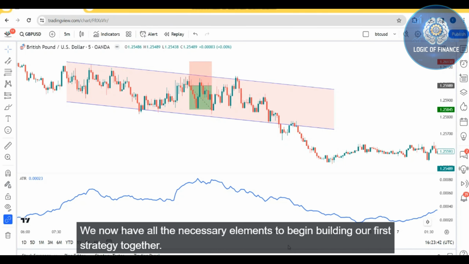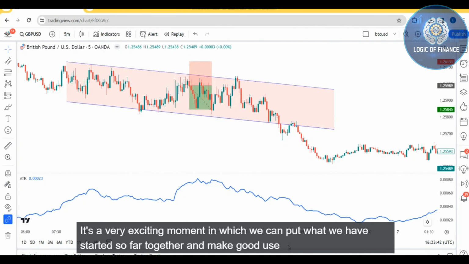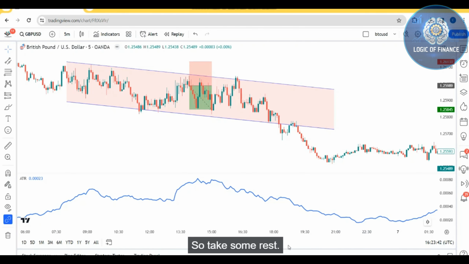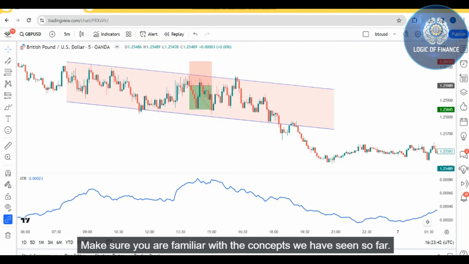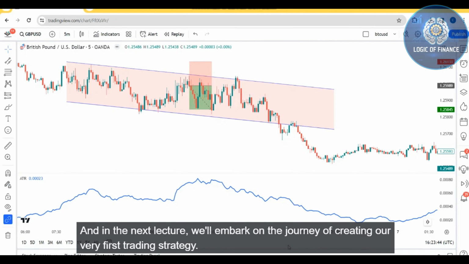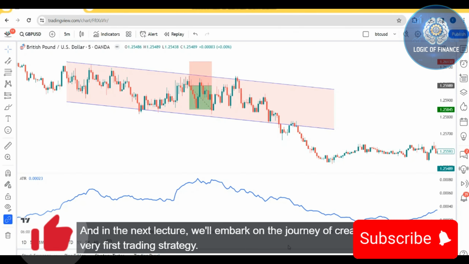Okay, we now have all the necessary elements to begin building our first strategy together. It's a very exciting moment in which we can put what we have started so far together and make good use of it. So take some rest, make sure you are familiar with the concepts we have seen so far, and in the next lecture, we'll embark on the journey of creating our very first trading strategy.